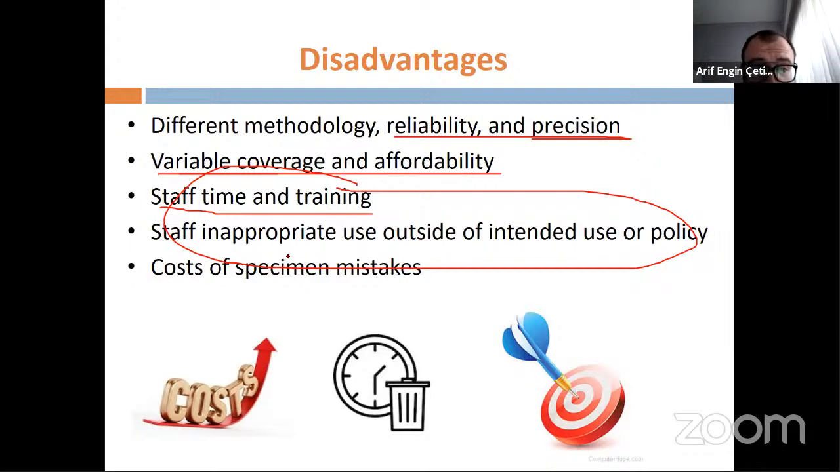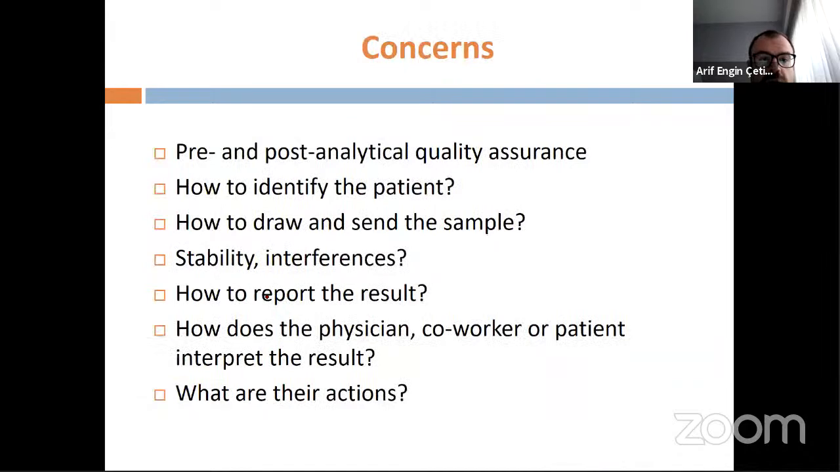Also, inappropriate use increases the cost of the tests, because even though POC tests are low cost, an increased number of inappropriate uses will definitely be a burden for the healthcare system. So there are some other concerns.